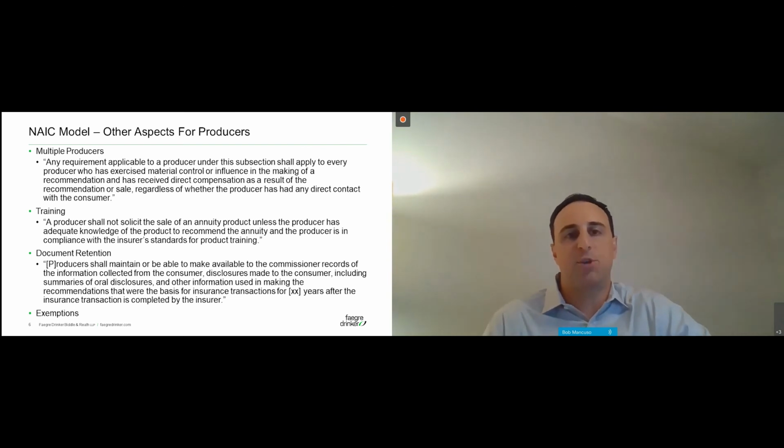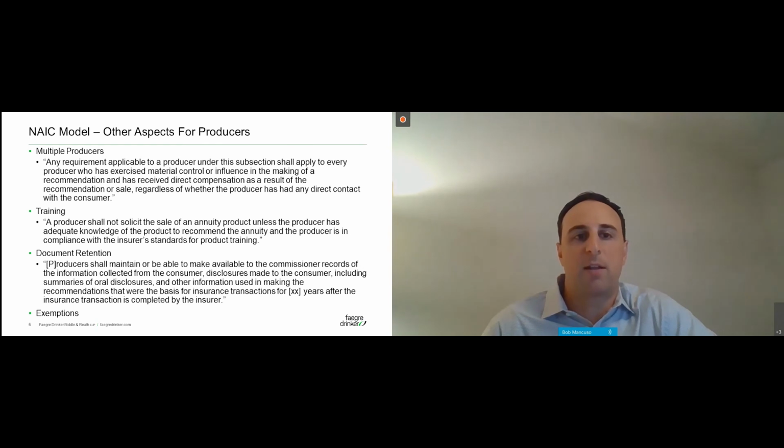The next issue to raise is that the model has a training component, and the model says that a producer should not solicit the sale of an annuity product unless the producer has adequate knowledge of the product in order to make the recommendation of the annuity, and the producer has to be in compliance with the insurer standards for product training. Training is something that, I'd say, we probably expect carriers to provide, certainly the product-specific training, but producers need to know that there is a training requirement component of this model, and that is something they're going to need to have completed, probably to sell an insurer's product.